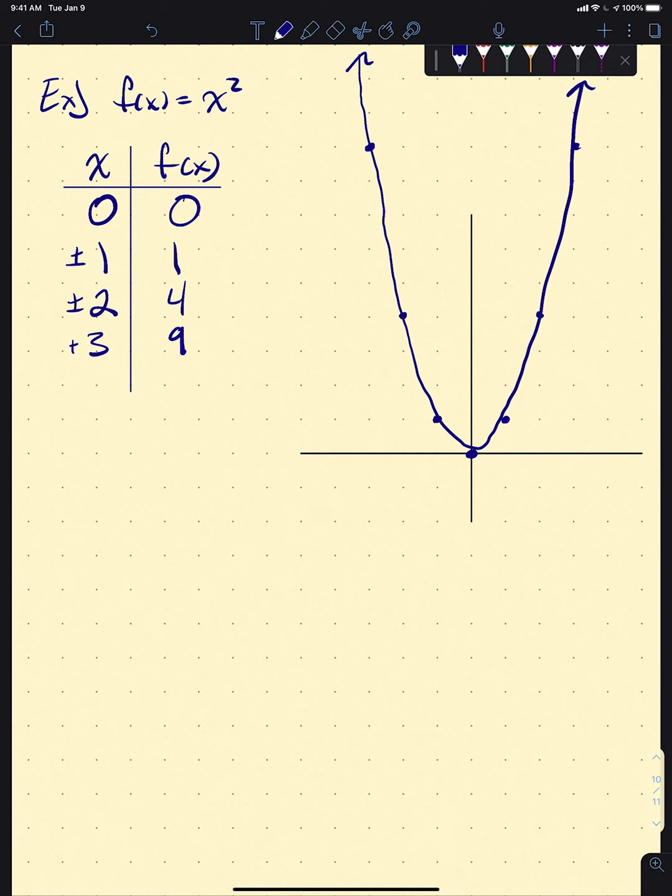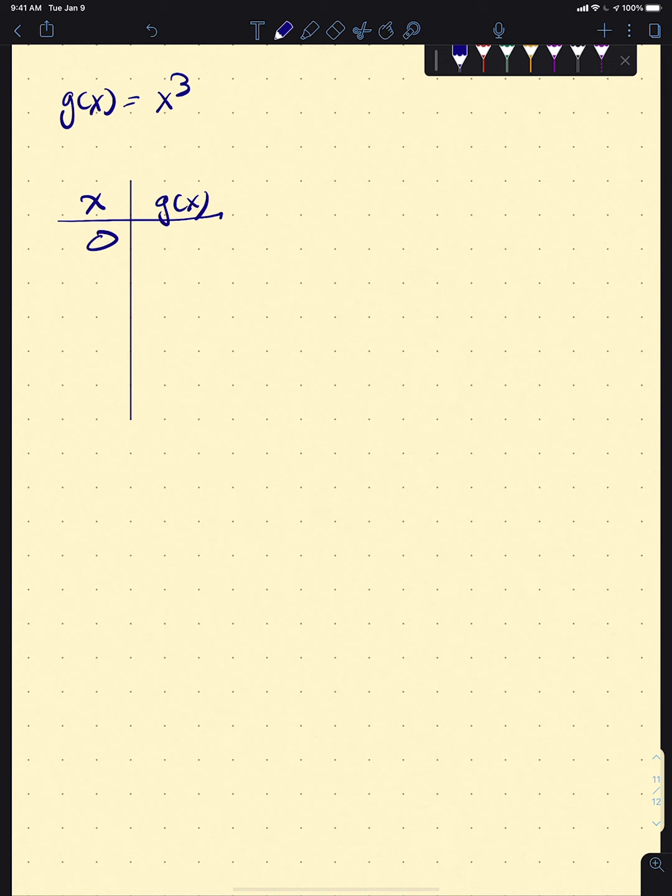Something a little bit like that. Okay, well, what about, let's say g of x is x cubed, right? We put down our little table, x and g of x. And as always, we might start with 0. 0 cubed is 0.